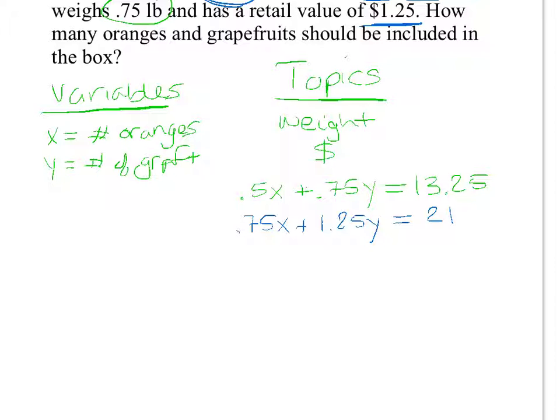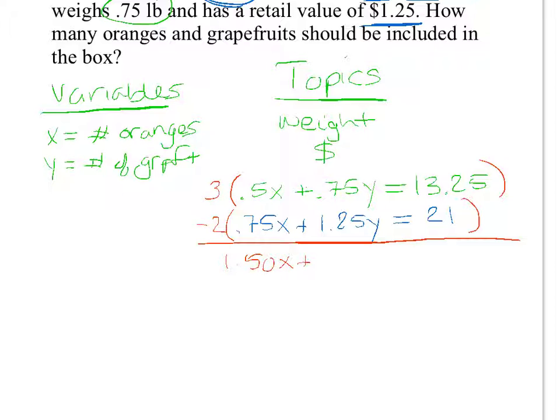And now that I am looking at elimination, I'm going to have to figure out, do I want to cancel out my x's or do I want to cancel out my y's? I'm looking at this thinking I want to cancel out my x's because those numbers are a little bit easier to work with. So I'm going to make my x's so that they're equal to $1.50. To do that, I'm going to take my top equation and multiply it by 3. And my bottom equation, I'm going to multiply by -2. That way I get one of them to be negative. Alright, now I'll multiply it out. So 3 times 0.5 would be $1.50x. Plus 3 times 0.75 would be $2.25.